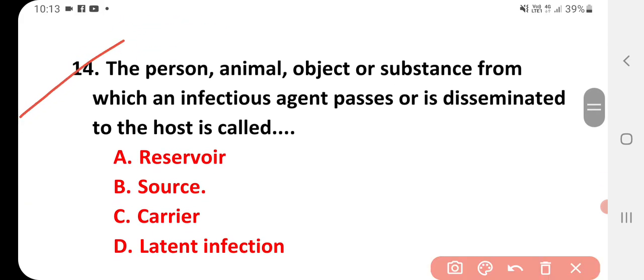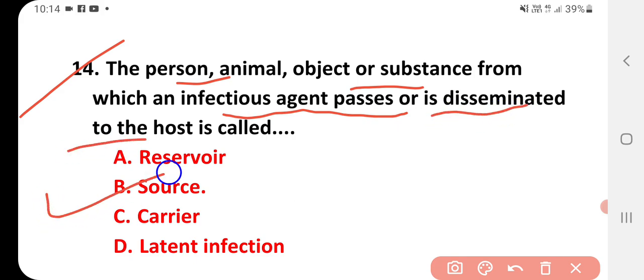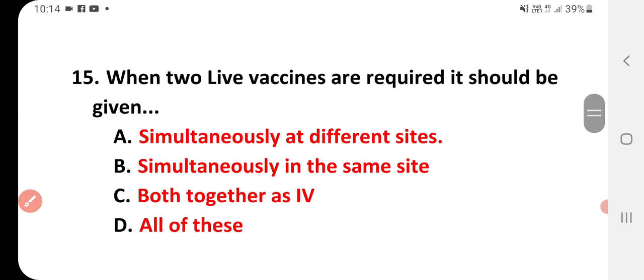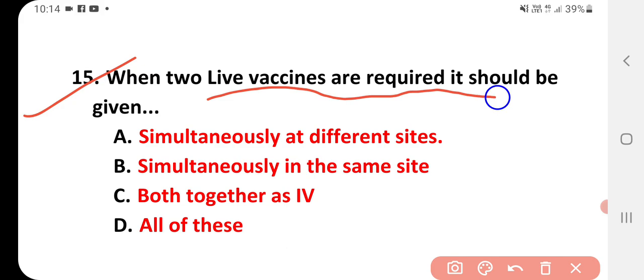14th, the person, animal, object or substance from which an infectious agent passes or is disseminated to the host is called reservoir, source, carrier, latent infection. So the person, animal, object or substance from which an infectious agent passes or is disseminated to the host is called source, option B.